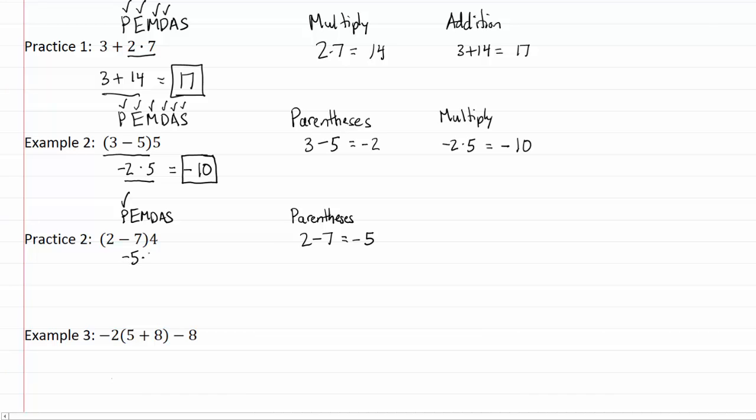Negative 5 times 4 is now my new expression. I don't have any exponents. Now I have to look for multiplication and division. So right here, the operation is multiplication. So I'm going to multiply negative 5 times 4. I've got a negative times a positive, so that's going to end up being a negative. 5 times 4 gets me 20. So this expression simplifies to negative 20.